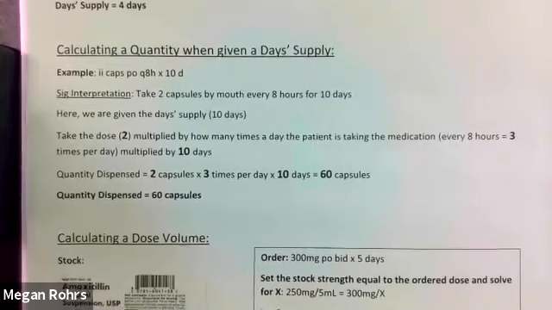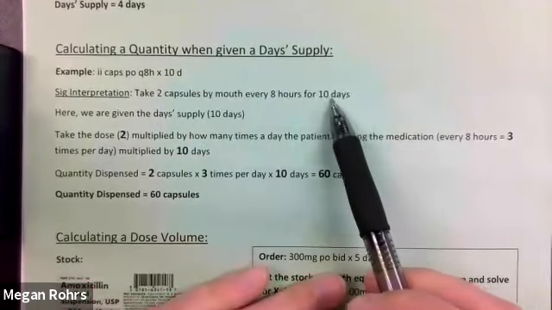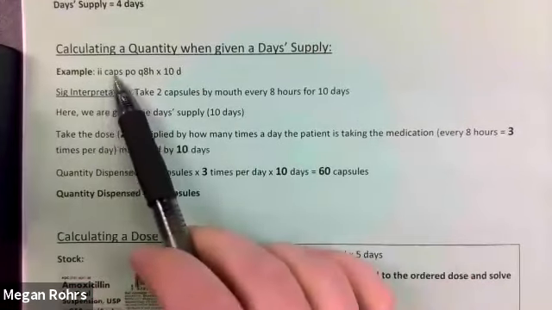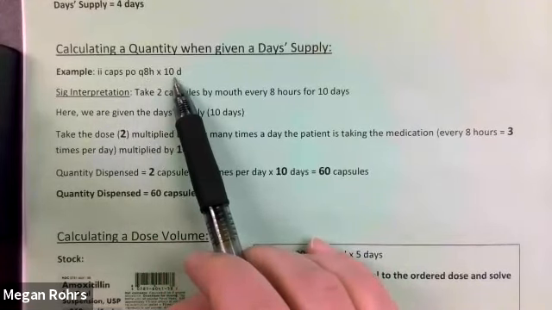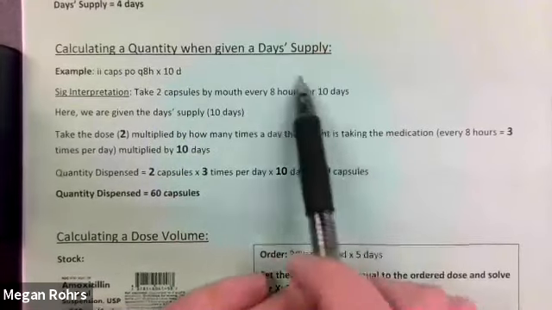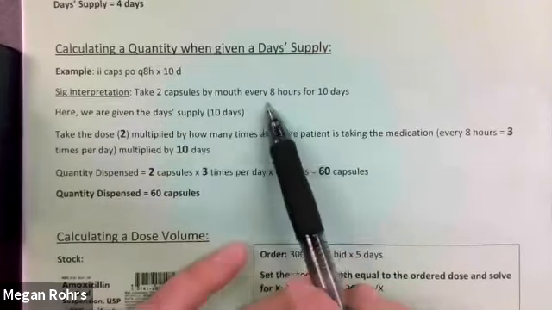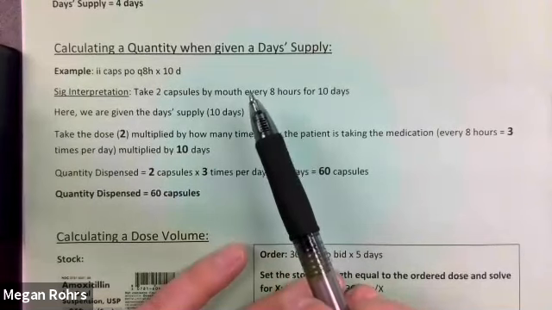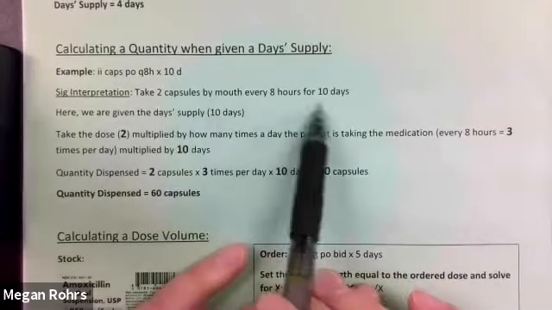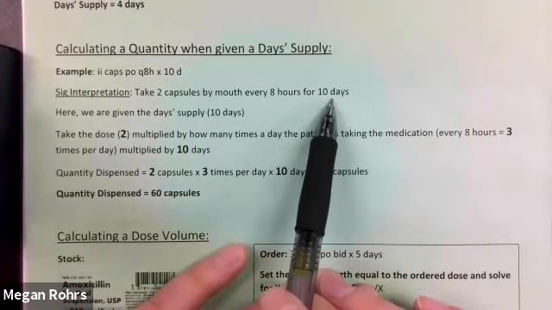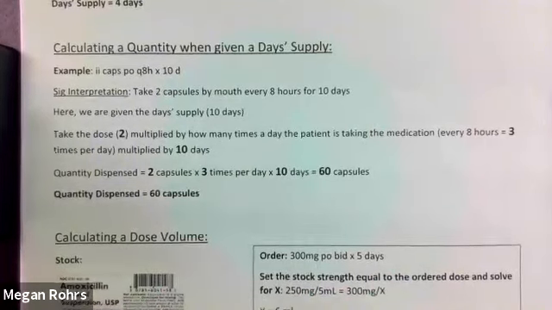Now, in some cases, a prescriber may write a prescription that has the day supply included. So for example, here we have 2 capsules by mouth every 8 hours for 10 days. So when we're given a day supply and we're given the directions for how much to take at one time, so our dose, and how often they need it, we can calculate the quantity that we should be dispensing. So sometimes if the prescriber indicates the day supply, they will not indicate the quantity. It'll be something that we have to figure out in the pharmacy ourselves.